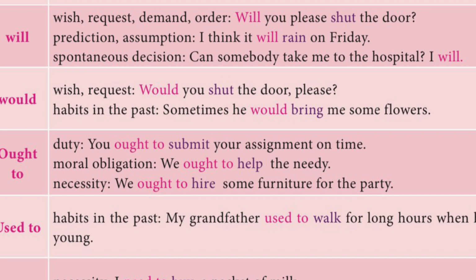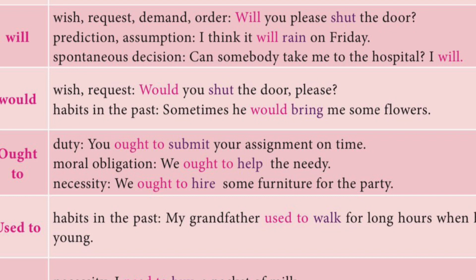Would. Would is used to show our wish, request, or habits in the past. For example, would you shut the door please? It's a request. Sometimes he would bring me some flowers. So it's in the past. He would bring me some flowers when he likes. So that happened in the past. To express such things, we use the modal auxiliary would.